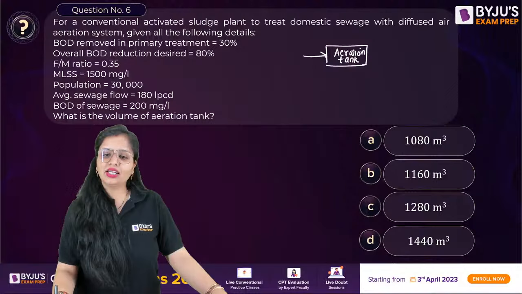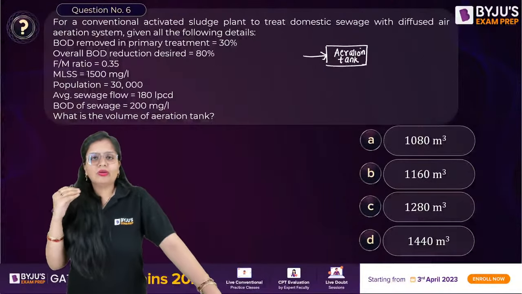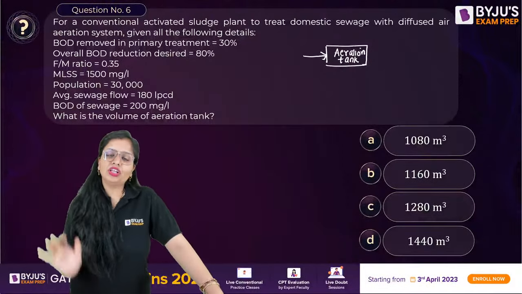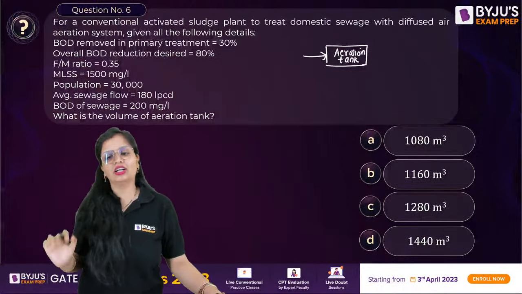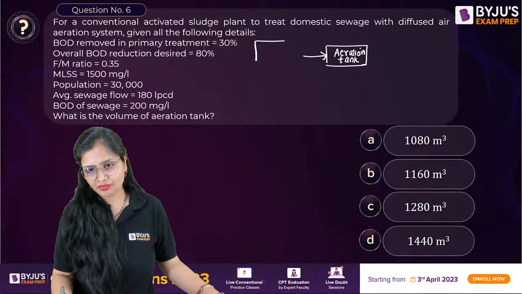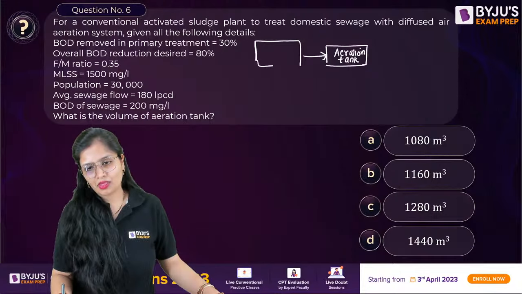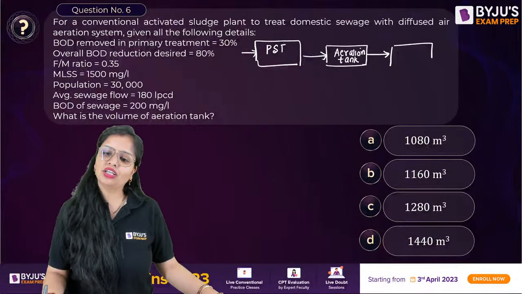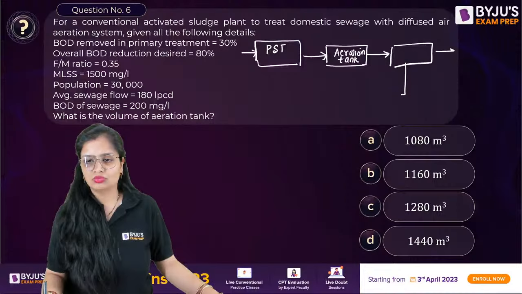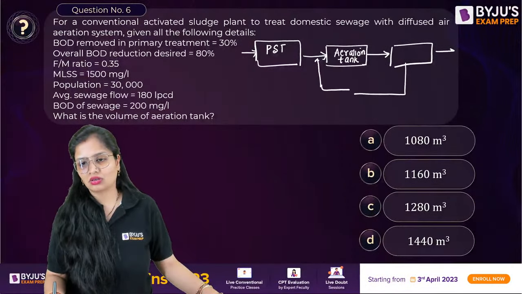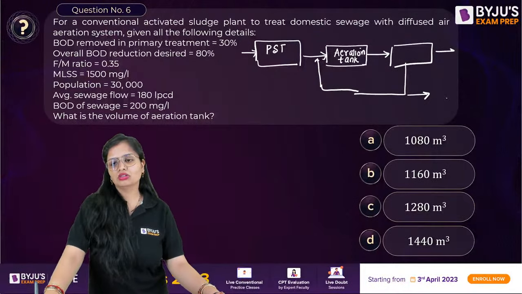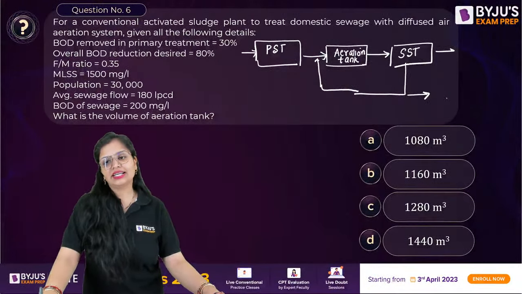Okay, tell me one thing. When you talk about ASP, what is the prior requirement along with the aeration tank? Without that, ASP will not function at all. What is the requirement? Could you tell me? Without which ASP will not function at all. Do you know? That is SST, secondary sedimentation tank.